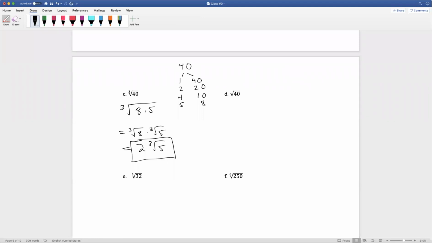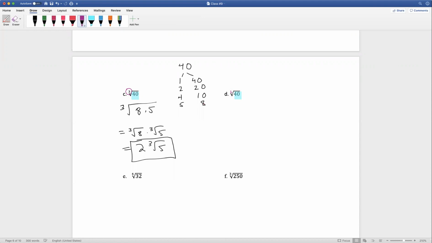So for the square root of 40, now notice that the radicand was the same in both these guys, right? We used 40, and then I used 40 here. But what is different is the index. So here, this is a cube root, so we're looking for perfect cubes. This guy is a square root, so here we're looking for perfect squares. So we can use the same factors.